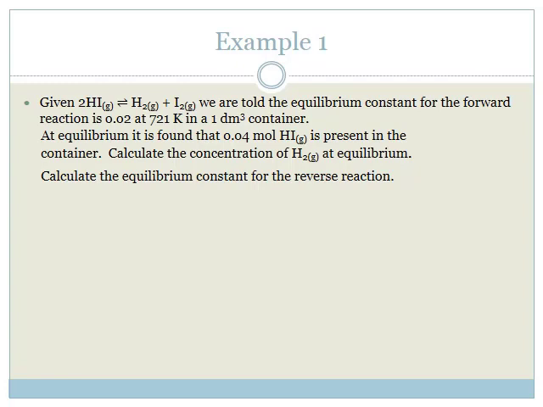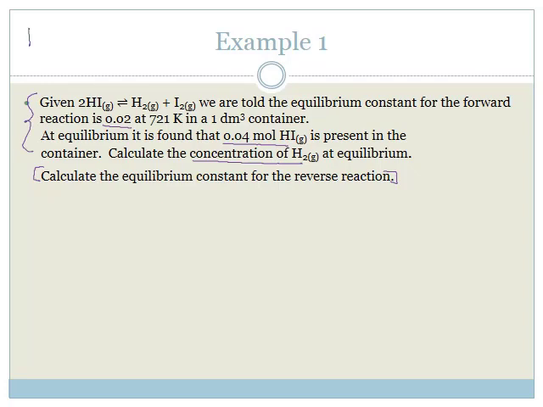We are given 2HI goes to H2 plus I2, and we are told the equilibrium constant for the forward reaction is 0.02 at 725 Kelvin in a 1 decimeter cubed container. At equilibrium, it is found that 0.04 moles of hydrogen iodide is present in the container. It says calculate the concentration of hydrogen at equilibrium, and then calculate the equilibrium constant of the reverse reaction. Okay, we'll worry about that later. Let's do this bit first, okay?